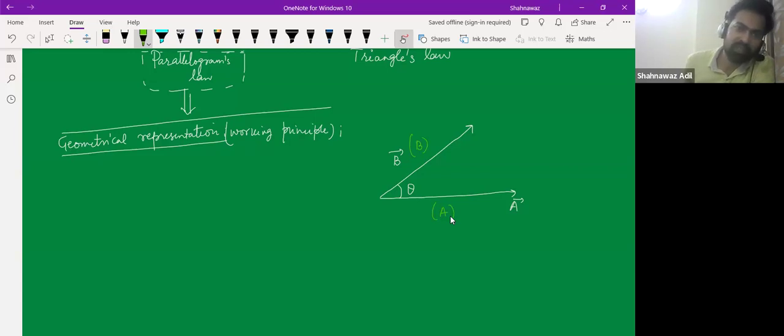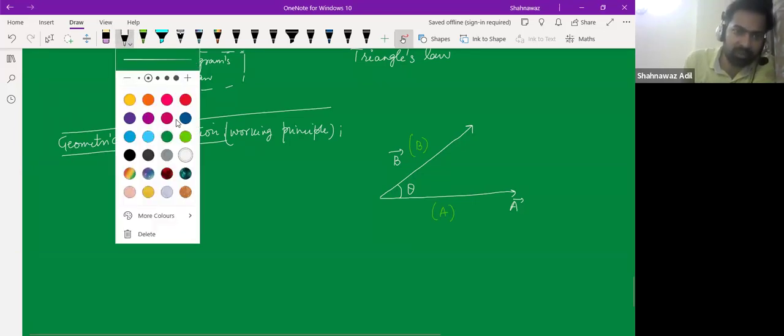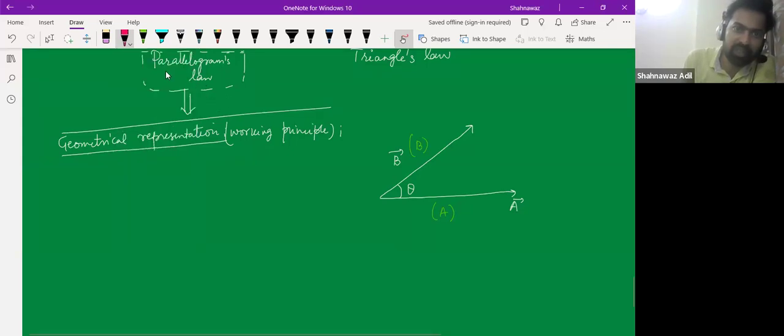So how does this parallelogram law work? It is associated with the name parallelogram, and this gives us a hint that we have to make a parallelogram. It is hinting towards an idea which would be using a parallelogram. So what do we do? We extend this. On the head of this vector, we draw a vector parallel to B.